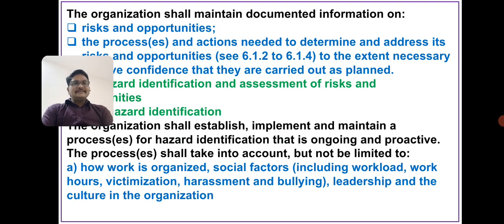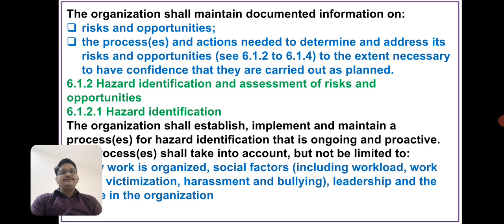Now, next, the organization shall maintain documented information on risks and opportunities and the processes and actions needed to determine and address risks and opportunities, to the extent necessary to have confidence that they are carried out as planned. Next subclause is 6.1.2, that is hazard identification and assessment of risks and opportunities. There is a subclause in it, 6.1.2.1, that is hazard identification. Now, first is hazard identification.